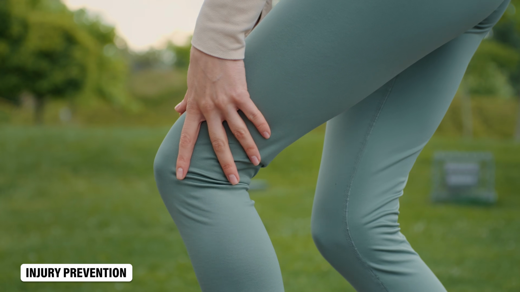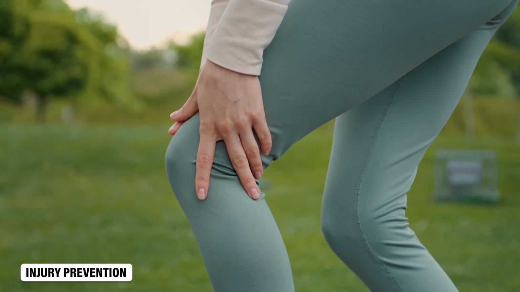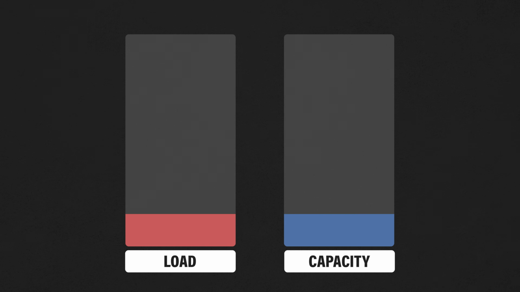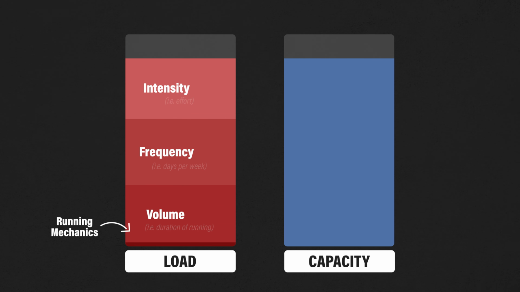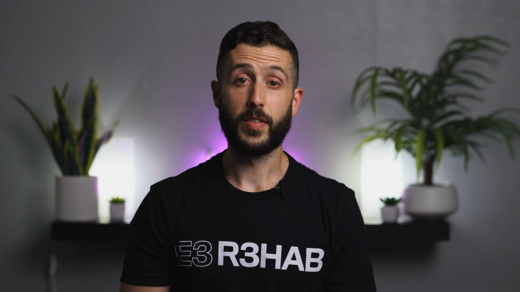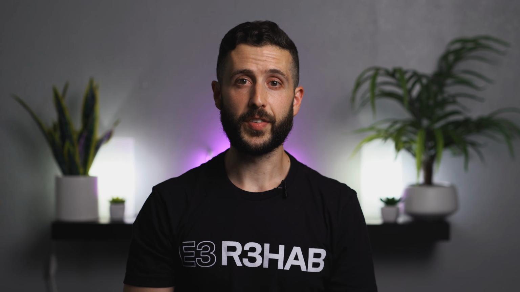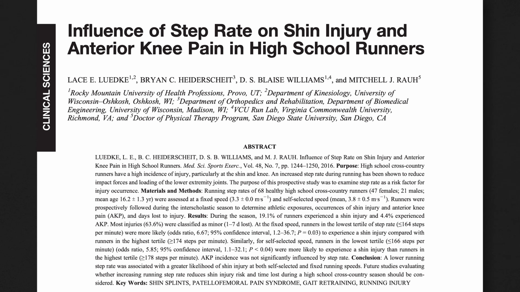Running injury development is complex and can be attributed to a number of different factors, but at its core, it is a balance between training load and the capacity of the runner. An individual's running mechanics play a much smaller role in loading compared to the frequency, volume, and intensity at which they train. That being said, there have been mixed findings in the literature on the role of running cadence and injury development.